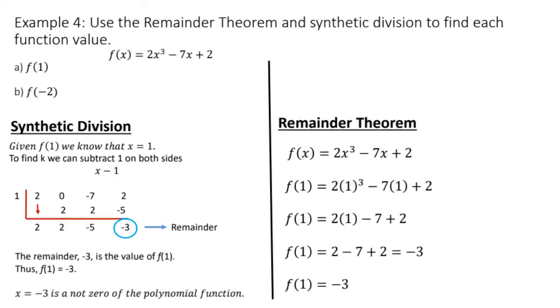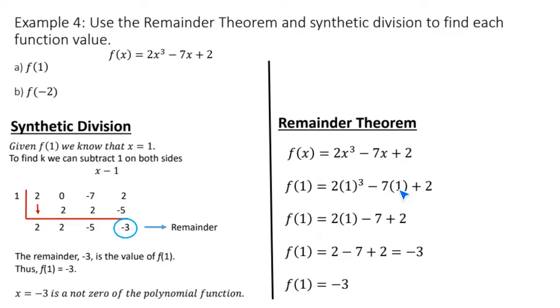However, if you use the remainder theorem, what it says is that you can take the value for x, which is 1, plug it into your x's here, evaluate the function. So 1 cubed is 1 times 2, and then -7 times 1 is -7 plus 2. And this number that you get at the end, that's going to be your remainder. So notice we ended up with the same remainder.